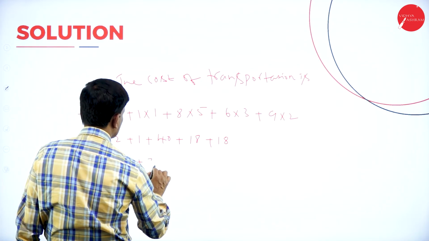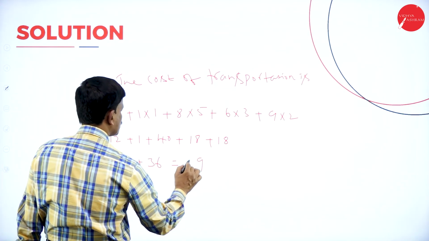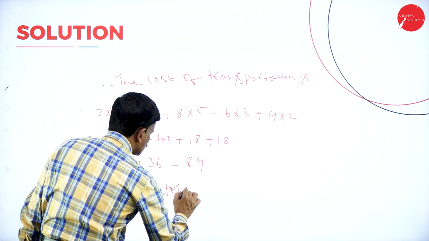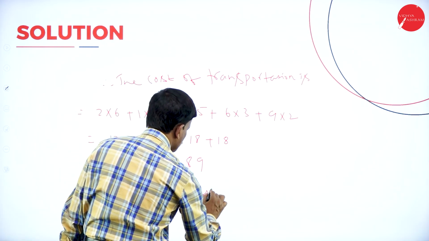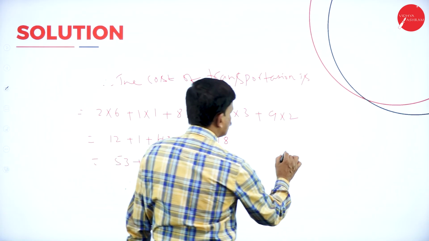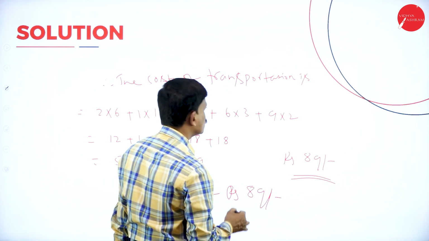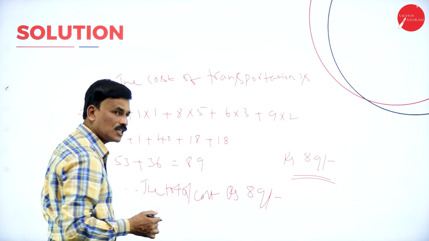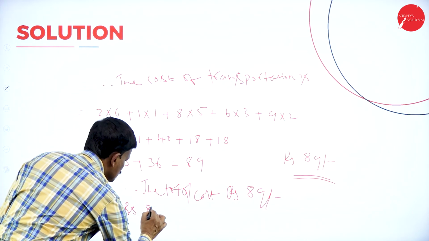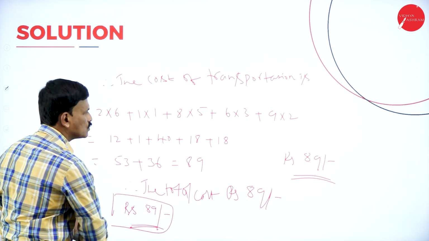That is equal to 36. So 53 plus 36 is 89. Therefore, the total cost of the transportation is rupees 89. That's it. So rupees 89 is the total cost of the transportation. I will write it neatly. So therefore, the total cost of the transportation is rupees 89. This is the total cost.